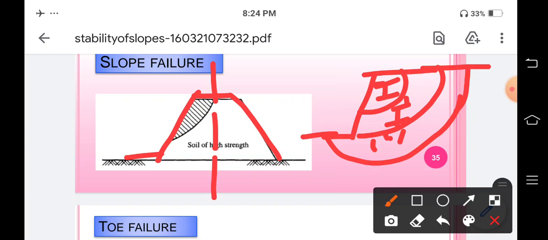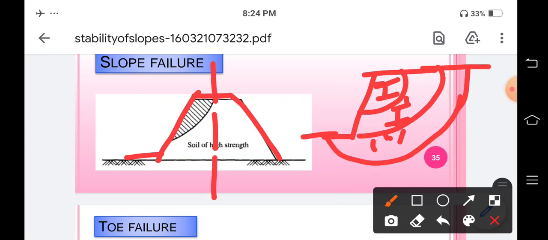So the first failure is called a slope failure. These kinds of slope failure or face failure occur above the toe portion. These kinds of failure occur when the soil of the upper part is weaker than the lower part.